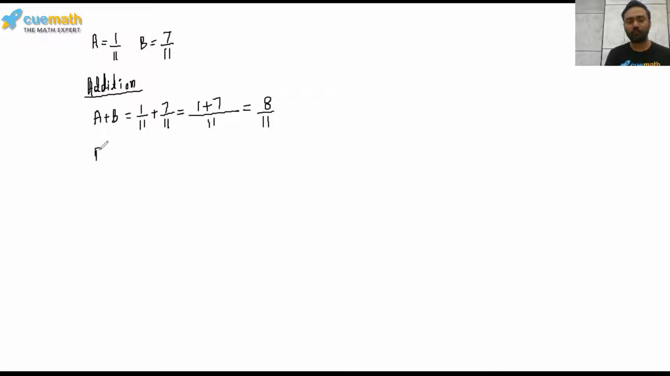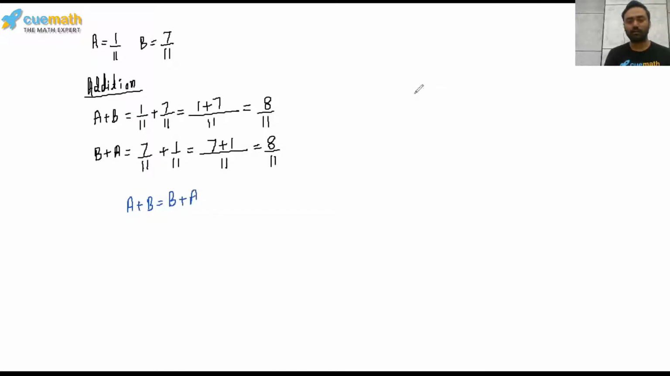Now let's solve for the expression b plus a. So let's substitute the value. So 7 over 11 plus 1 over 11. Again, the LCM of both the fractions would be 11. The numerator part, we will write 7 plus 1, which is going to give us 8 over 11. Now, based on this result, we can draw a conclusion that a plus b is equal to b plus a.